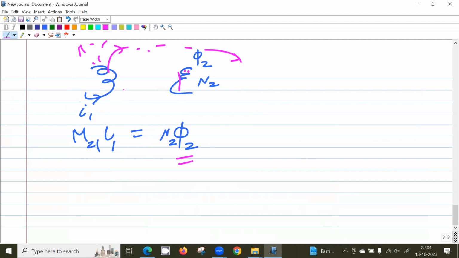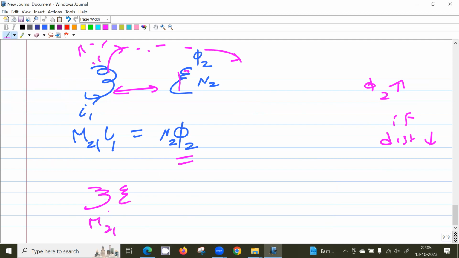So if I bring these two coils closer to each other, then the number of field lines linking this coil will increase, right? Phi 2, which is the flux linking the second coil, will increase if the distance between the two is decreased. Also, if I increase the number of turns N2, then the flux linking this whole coil will increase. So for these two coils placed like this, and the same two coils brought closer to each other, M21 in the second case will be more compared to M21 in the first case.